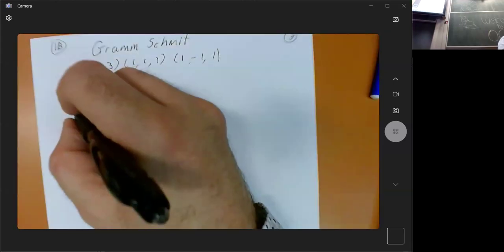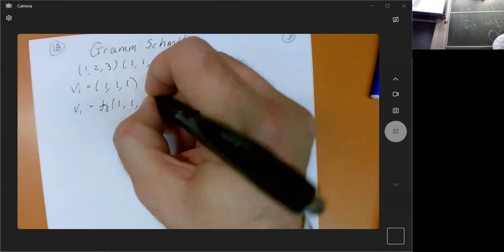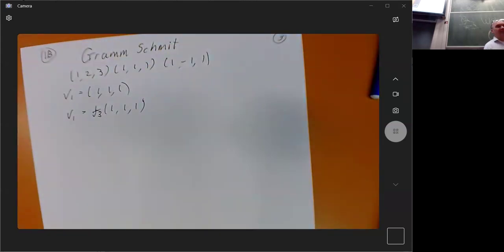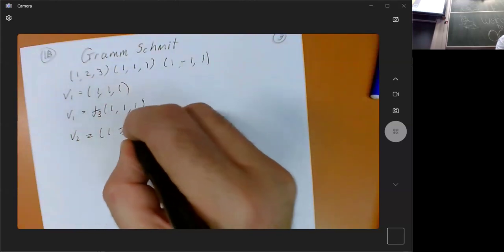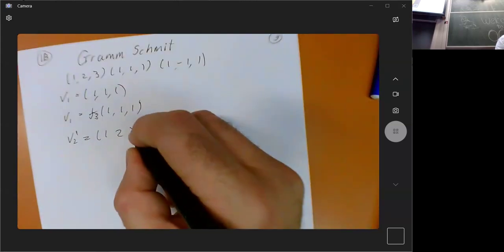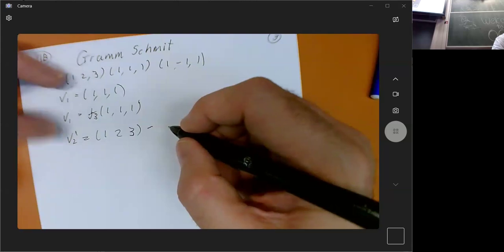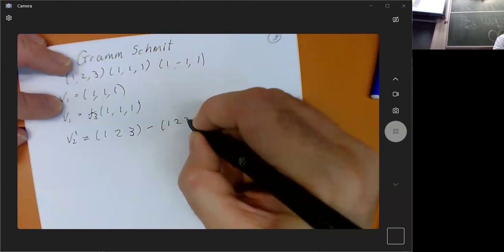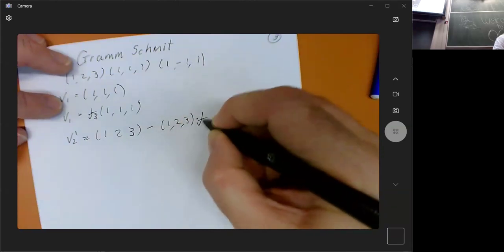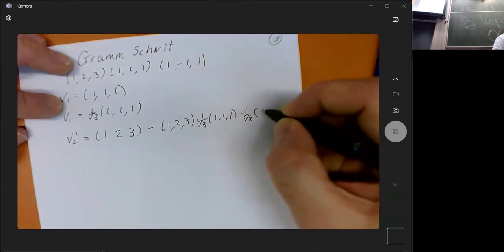And so I'm going to normalize V1 to be 1 on root 3 times (1, 1, 1). I'm always going to leave that constant sitting out the front, because that is also going to make my life easier. So I'm going to go V2 is equal to (1, 2, 3). I'm going to go V2 dashed. This is sort of saying, hey, I haven't finished using it. Minus the projection of this vector onto this vector. So we're going to go (1, 2, 3) dot with 1 on root 3 (1, 1, 1), times by 1 on root 3 (1, 1, 1).